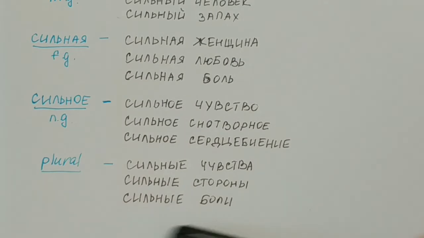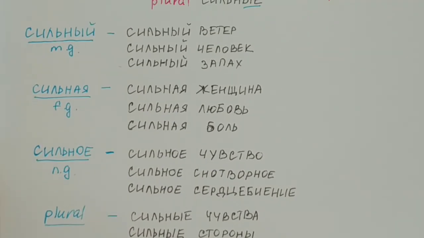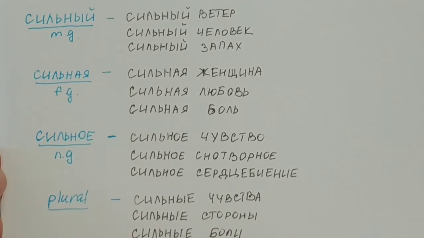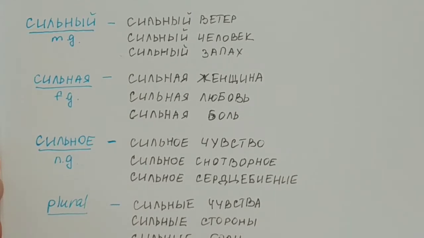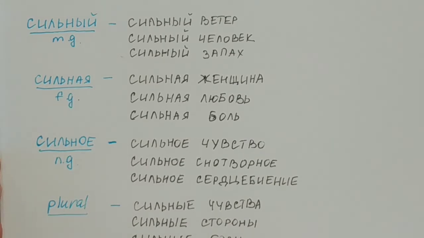So these are the examples of how all of these four versions of the adjective сильный, strong, can be used with different nouns of different gender and different singular or plural form. And now let's go over to its opposite adjective, which is слабый, meaning weak.